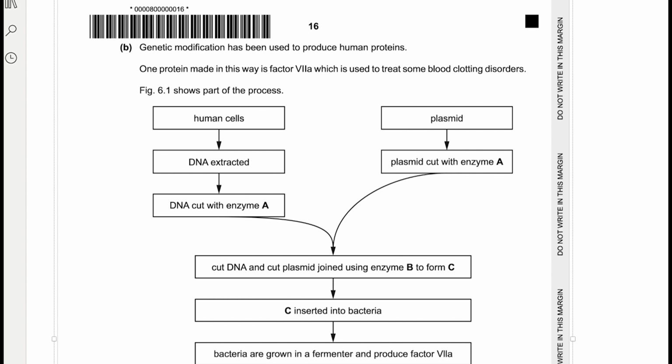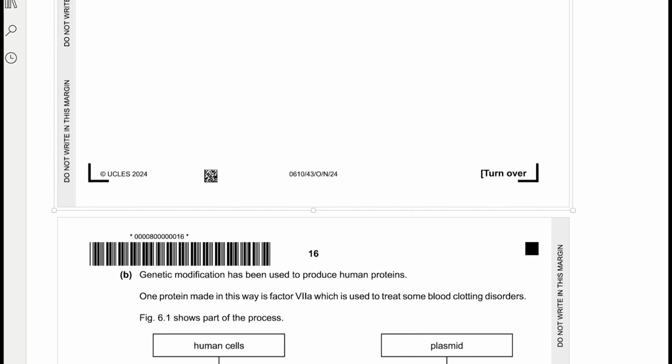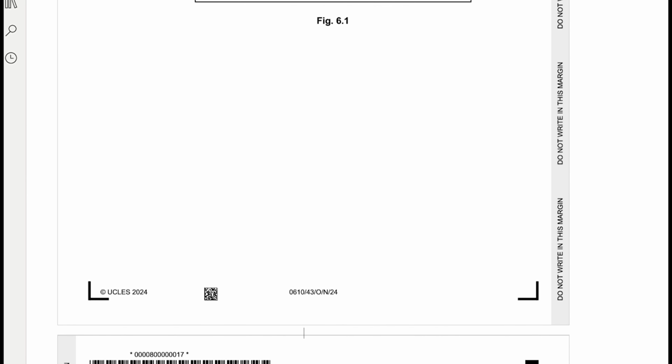Alright, then we have here B. Genetic modification has been used to produce human proteins. One protein made in this way is factor 7A, which is used to treat some blood clotting disorders. Fig 6.1 shows parts of the process. You have human cells, you have DNA extracted, and DNA cut with enzyme A. The other side, you have plasmid cut with enzyme A again. Then cut DNA and cut plasmid are joined together using enzyme B to form C. Then C is inserted into a bacteria. After it's inserted, the bacteria are put in a fermenter to produce factor 7A.